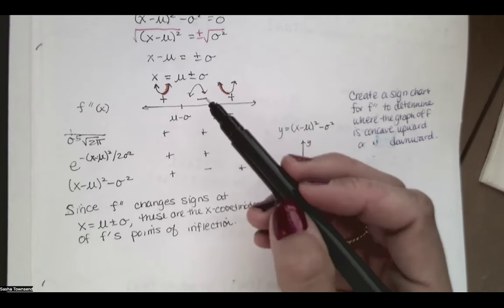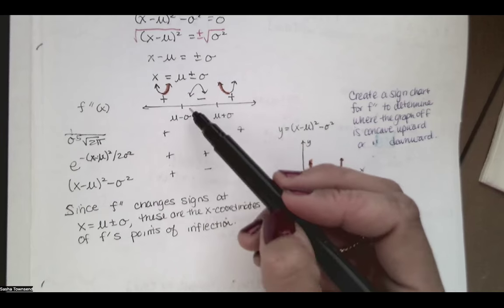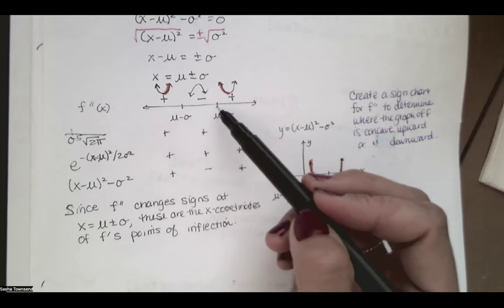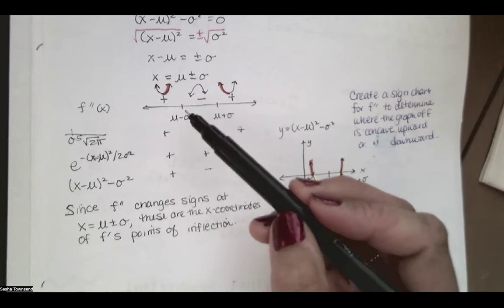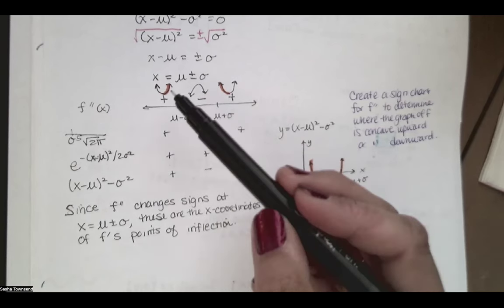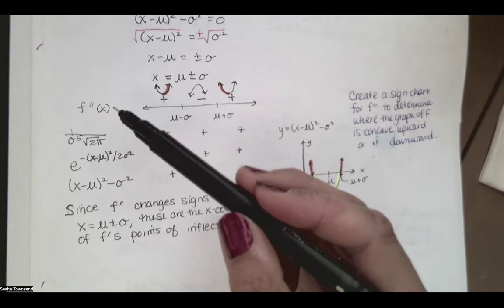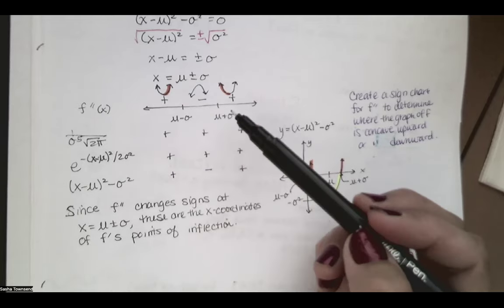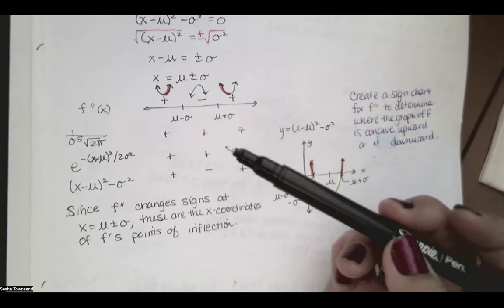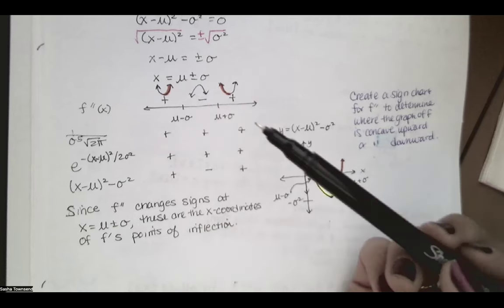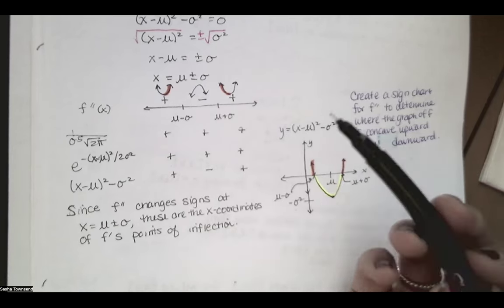Now, a point of inflection has to be in the domain. So you want to make sure that you're talking about x values in the domain of the original function whenever you're finding points of inflection. There might be an x value on this number line where f double prime was undefined, and therefore we put it on the number line. Those would not correspond to points of inflection, but these are in the domain of our function, so they do correspond to points of inflection.